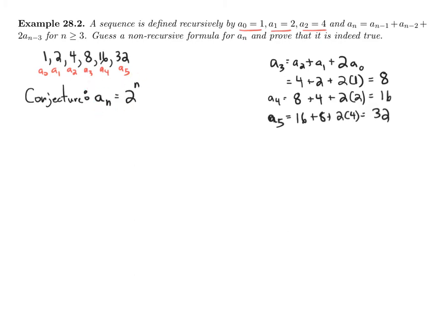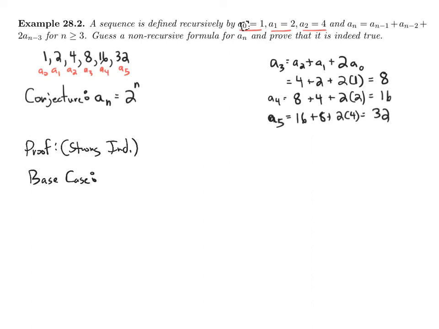So this is what we're going to prove using strong induction. So let's go ahead and do it. So proof by strong induction. We need a base case. Let's do that first. And our base case, our least element this time, is indeed 0.